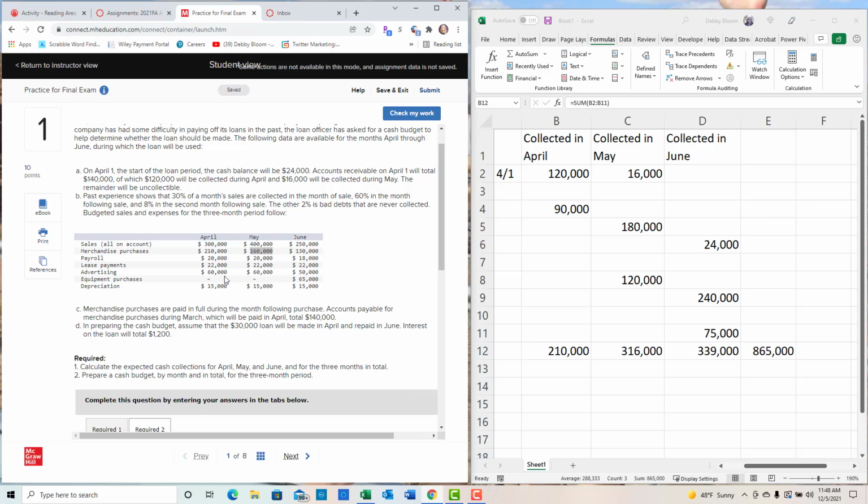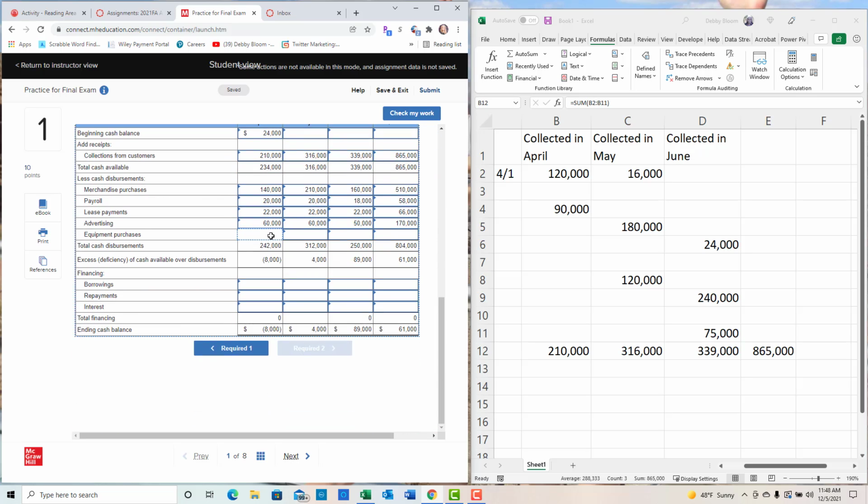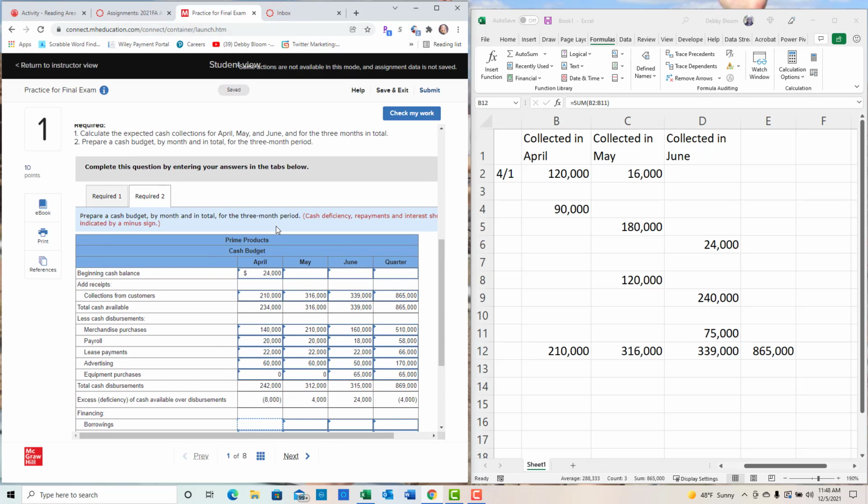And finally, equipment purchases 0, 0, and 65,000. So the total for the equipment purchases, $65,000. Now, all we have to do, now that we've got the total of our cash budget, is work in the borrowings and the repayments, and then carry through our ending cash balance to the beginning cash balance the following month.